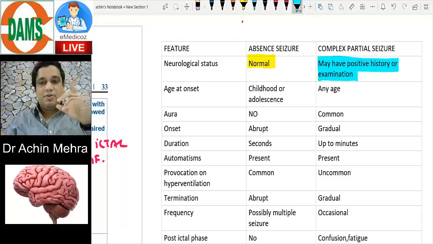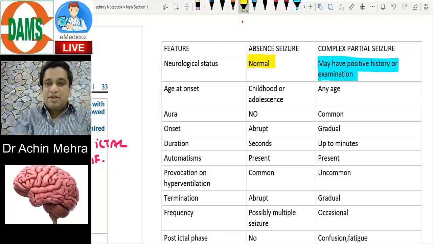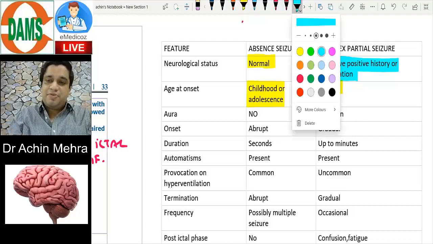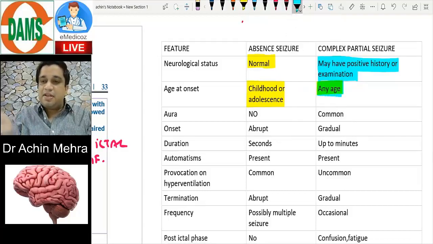Okay, now remember this, that the partial or the focal seizure happened due to a kind of discrete lesion, and that particular discrete lesion will always have a focal neurological deficit in the patient. Now a point here, the petit mal absent seizure starts in childhood or adolescence. It also starts in adolescence in some of the cases. And complex partial seizure can happen at any age. There is no age preference here.